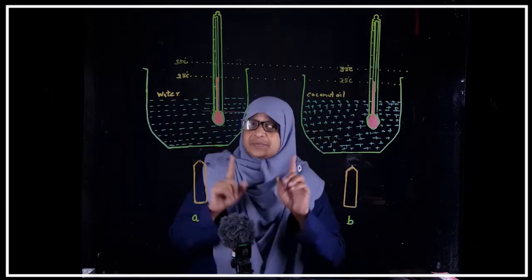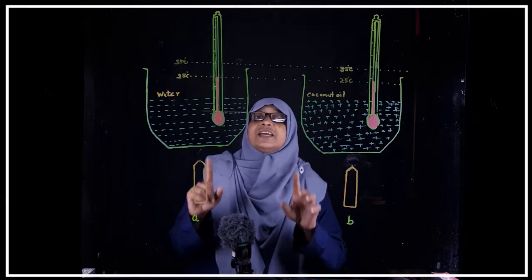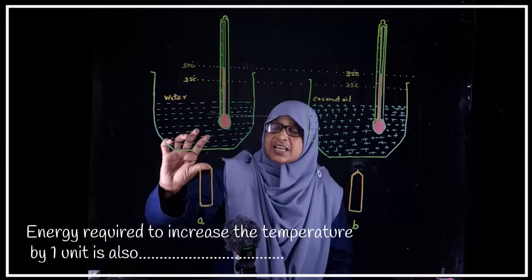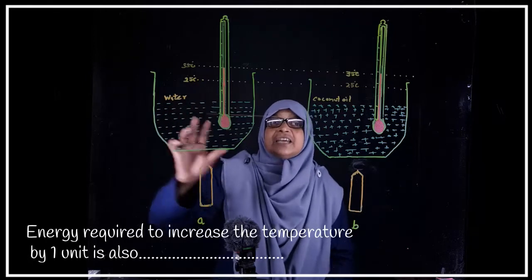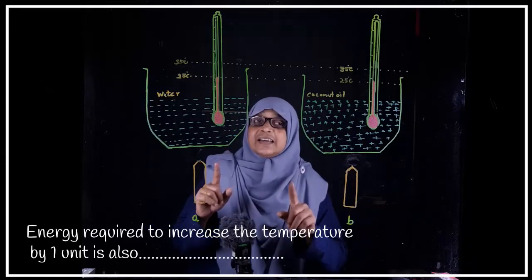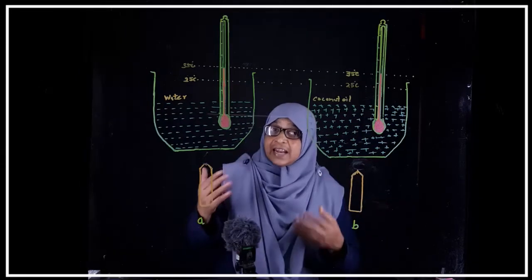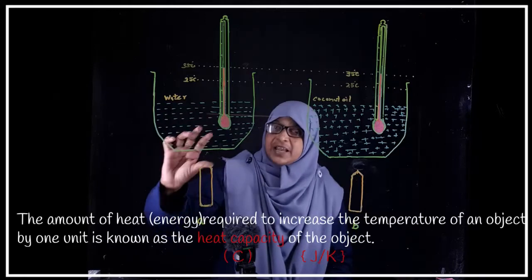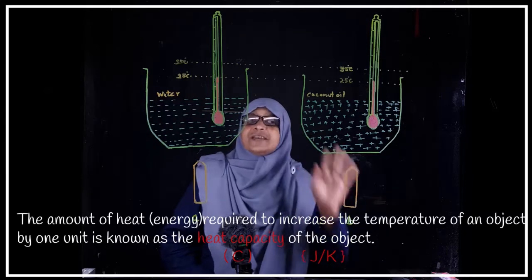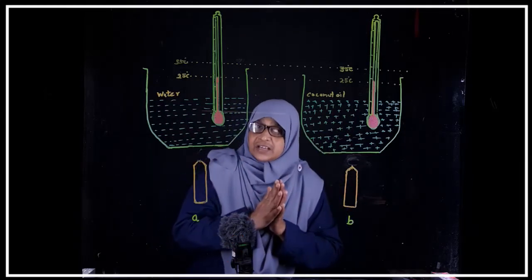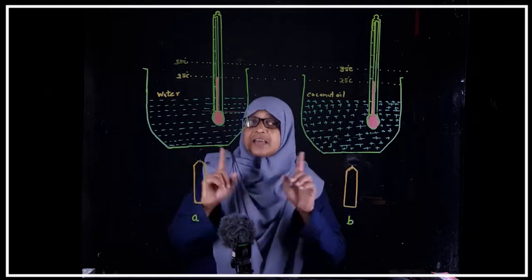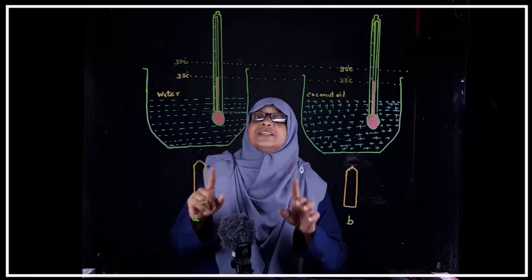Yeah, we observe that the energy required to increase the temperature by 10 degrees Celsius depends on the substance that the object is made of. The energy required to increase the temperature by 1 unit also depends on the substance that the object is made of. The energy required to increase the temperature by 1 unit is known as the heat capacity. By this activity, we can conclude that the heat capacity depends on the substance that the object is made of.